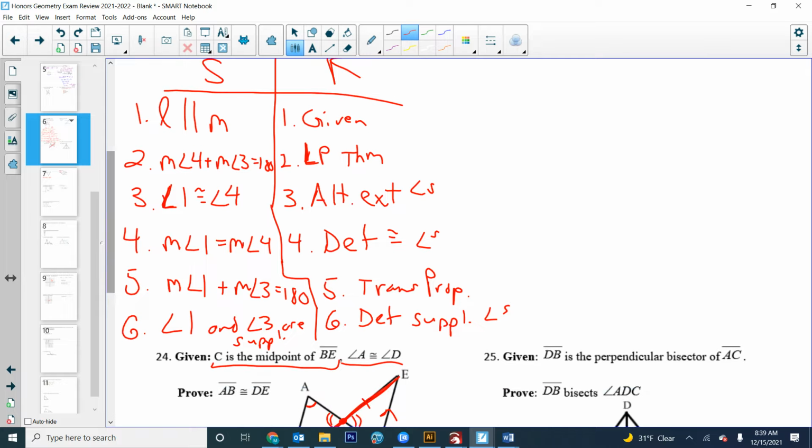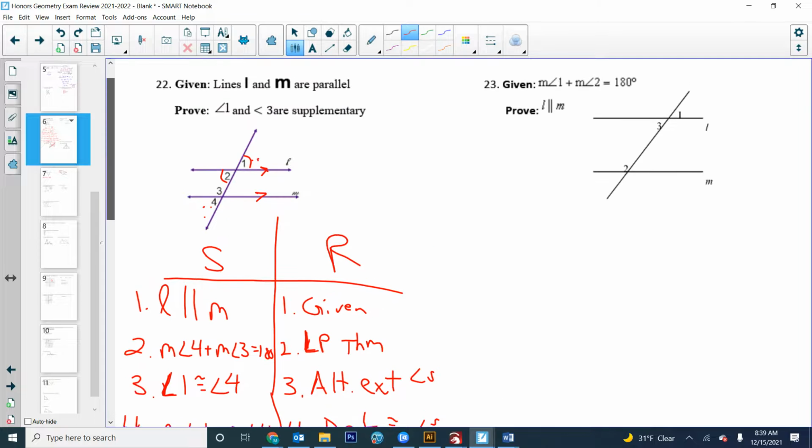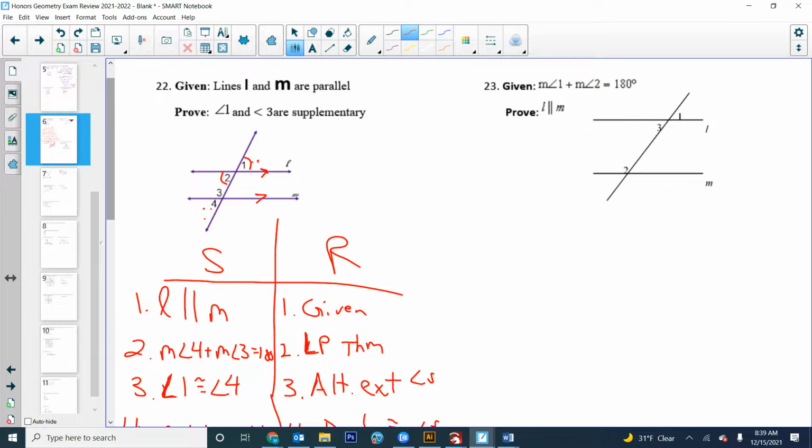Would it be okay if I said vertical angles and that made 1 and 2 congruent, and then I said consecutive interior angles, and then I substituted, because I made 2 and 3 supplementary, and then I substituted 2 for 1? Yes. Yep. Okay. And then, not converse, I'm sorry, definition of supplementary, yeah.